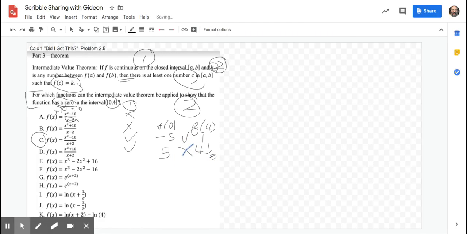Now, let me make a point here. Just because the theorem cannot be applied doesn't mean that it's impossible for there to be a value that is a 0 of the function. It just means the intermediate value theorem is not the way you'll be able to find one. There might be other ways, or there might be none. So there might still be zeros.